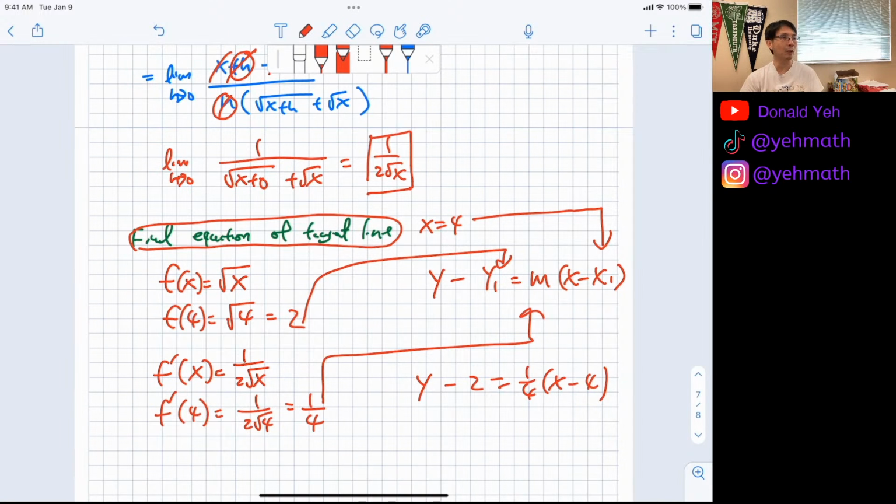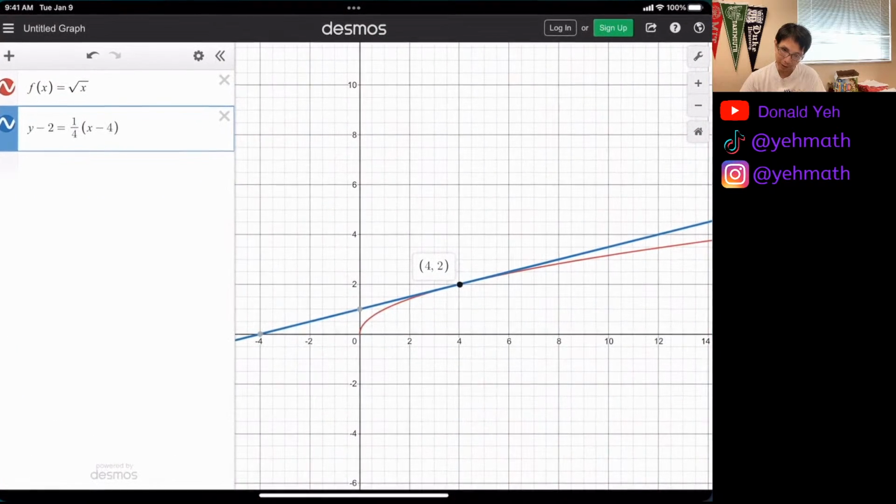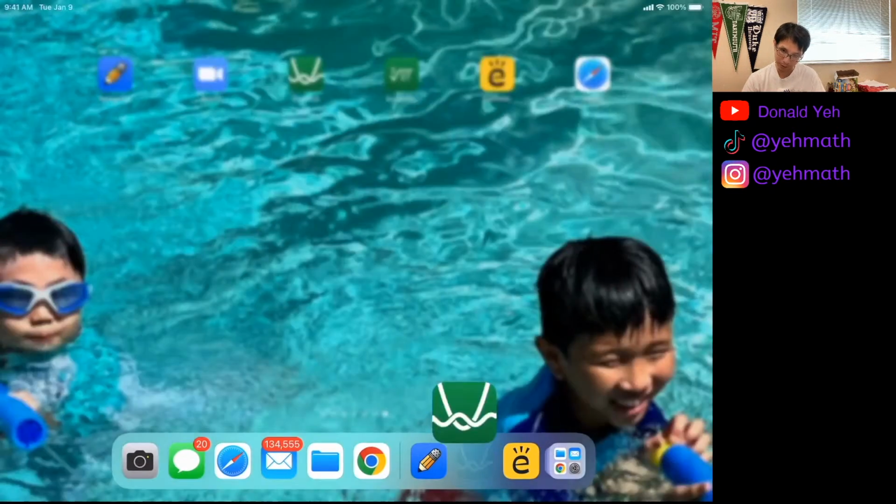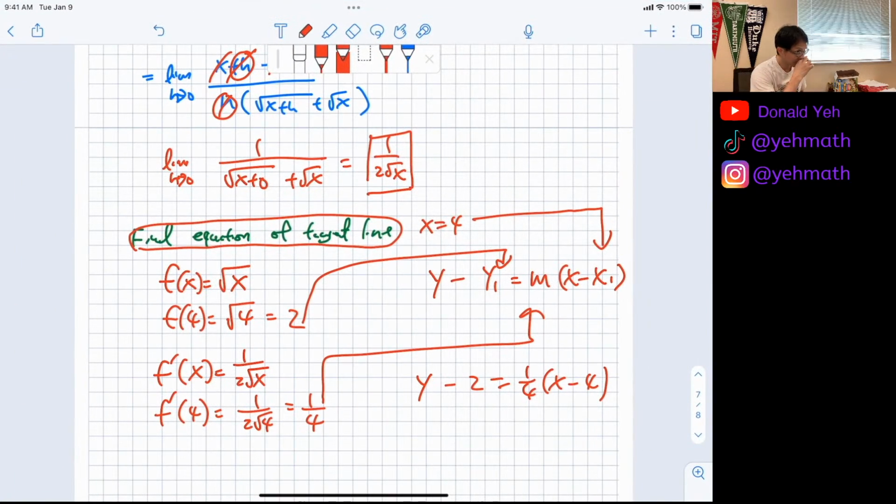So first of all, you want to find the y value. Second of all, you want to find the slope at that particular x. How do you find the slope? Plug into the derivative, because slope is a derivative. For the equation of the tangent line, I only give you 2 questions, but eventually it will look like something like this. If you graph it, it's going to look like something like this.